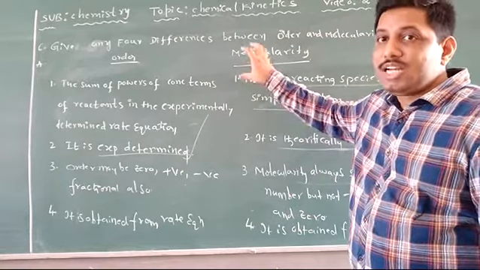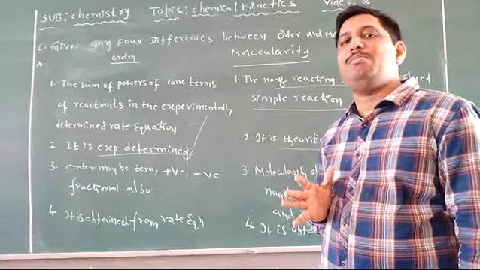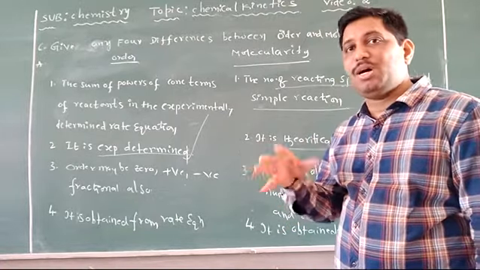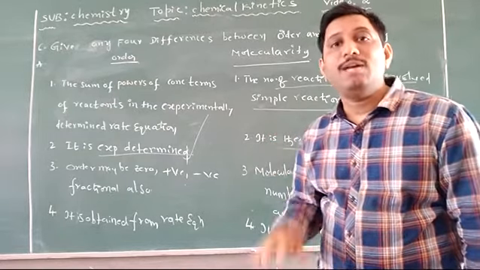The number of reacting molecules present in a chemical reaction is always a simple whole number, maybe 1, maybe 2, or maybe 3, but not fractional, not negative, not 0.